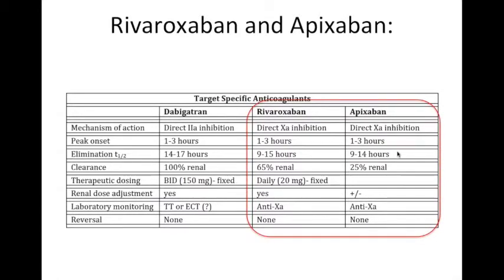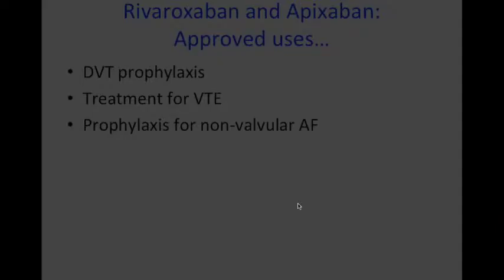Rivaroxaban and apixaban will kind of group together since their mechanisms are similar. They're both 10A inhibitors. They have similar peak onset. The elimination half-life is relatively similar, maybe a little shorter in apixaban. Apixaban has less renal activity, so it's a little more forgiving in patients with renal insufficiency. Unfortunately, both of them need anti-10A monitoring for assessment of anticoagulation. So it's not a test that we commonly use, so it is a little bit more difficult.